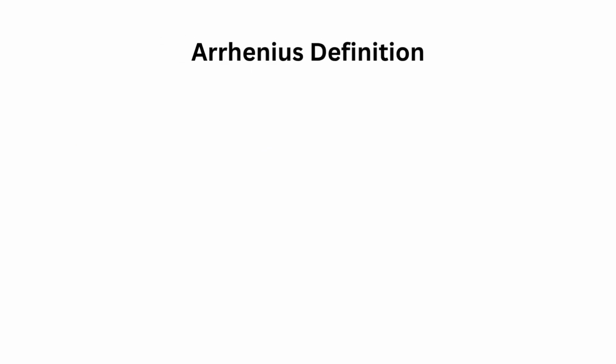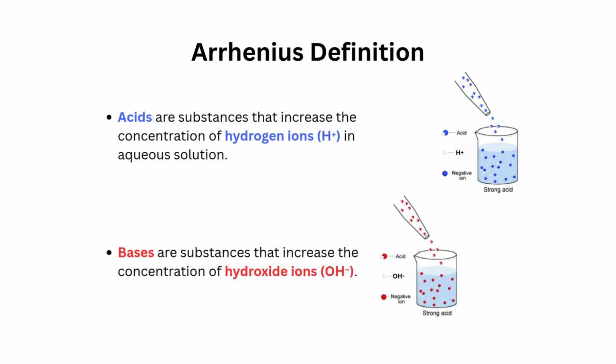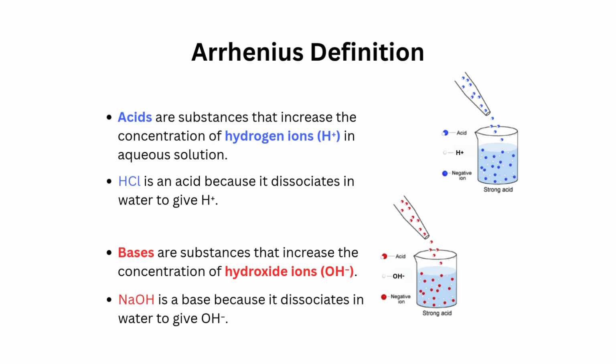Arrhenius definition. The Arrhenius definition is the most traditional one. Acids are substances that increase the concentration of hydrogen ions, H+, in aqueous solution. Bases are substances that increase the concentration of hydroxide ions, OH-. Example: HCl is an acid because it dissociates in water to give H+. NaOH is a base because it dissociates in water to give OH-. This definition works well for strong acids and bases in water, but it's limited to aqueous solutions and does not cover all acid-base reactions.